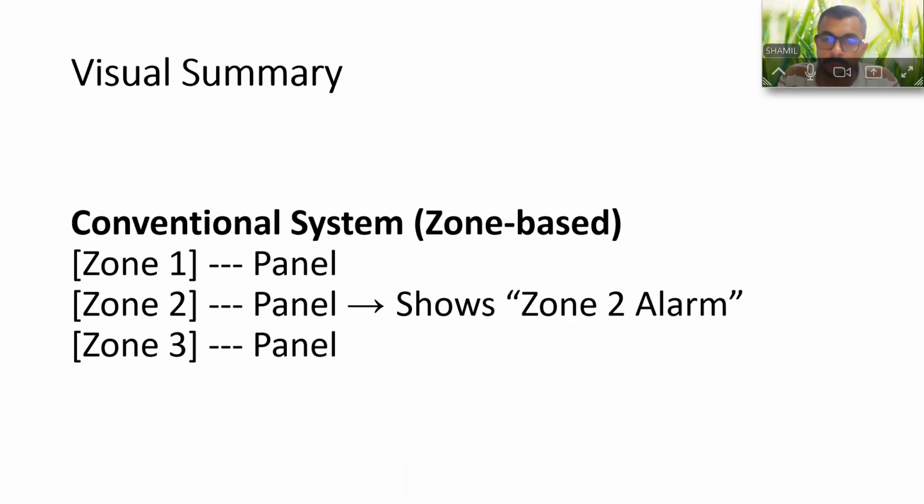A visual summary is shown here for the conventional system. As you can see, in a conventional system there is a panel, and that panel is divided into several zones. Normally, in a conventional system, as I said before, the maximum number of zones is 32, which is what is available in the market. Each zone circuit is connected to the panel, and if there is an alarm in one particular zone, like zone 2 here, it will show that there is an alarm in zone 2. That is the conventional system.